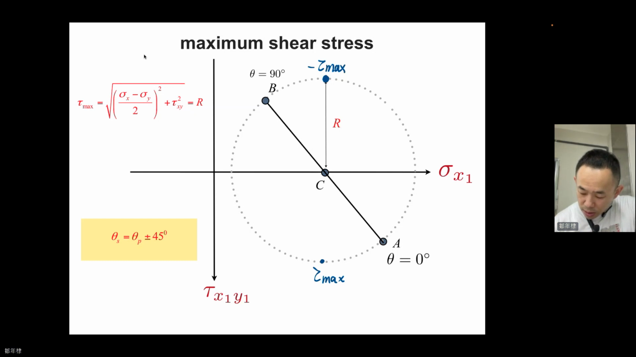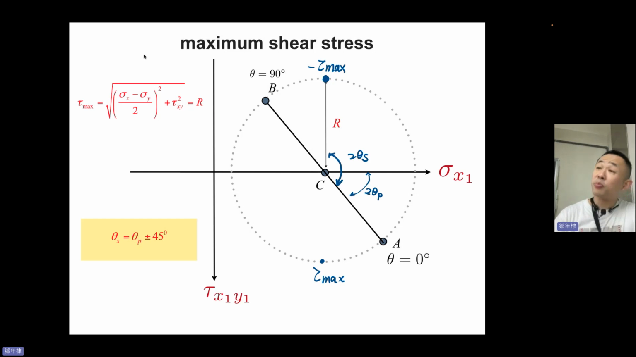You see that tau max is actually equal to R. Then this is theta 0 degrees, and this is theta 90 degrees. And of course, you can obtain 2 theta s by just getting this pie chart, pizza shape. And then you see this one is 2 theta p, right?